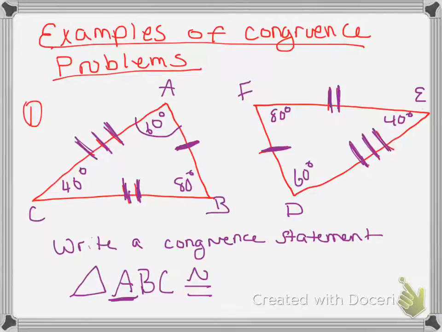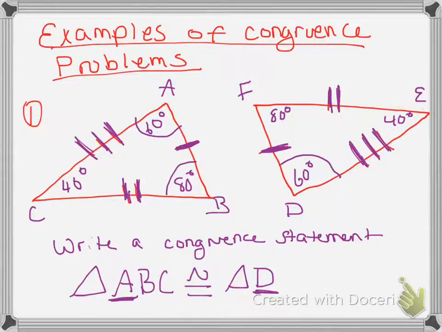I'm going to do this one and show you how to do it. So I've located that A is the 60-degree angle and it's between the 1 and the 3 tick marks. So I come over to the other triangle and I see that D is also a 60-degree angle and it's between the 1 and the 3 tick marks. So where I have A written, I'm now going to put D in my congruence statement.